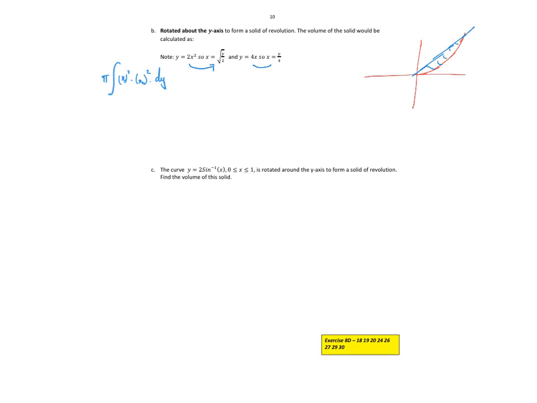Now, if we're going to rotate around the y-axis, from the y-axis out, the top function is actually the red line, which is the parabola. So I'm going to have pi outside of x squared, where x is the parabola first, the square root of y on 2, all squared, minus the straight line graph squared, dy, which is pi outside of y on 2, because it's all square rooted, minus y squared on 16 dy.